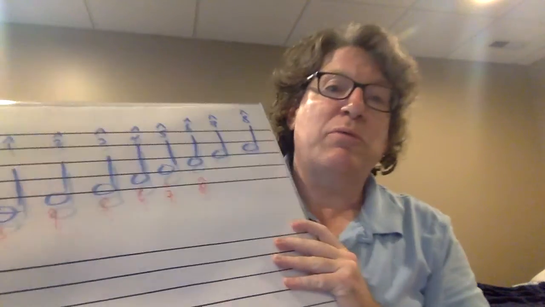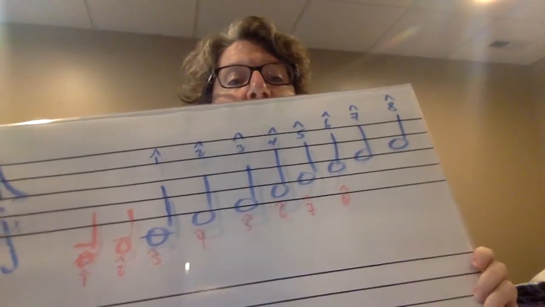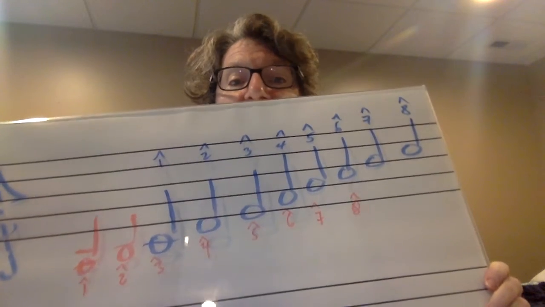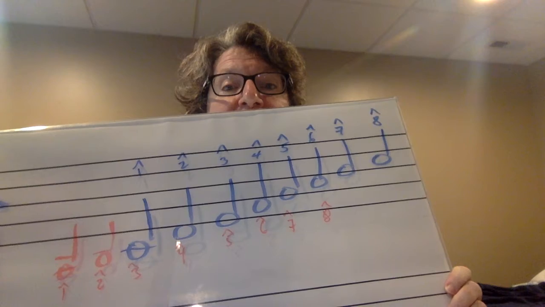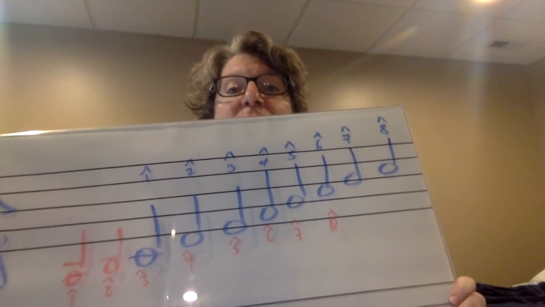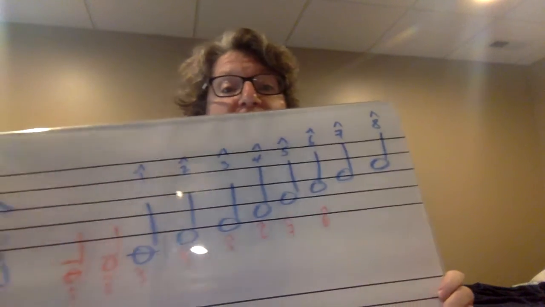So now we have in red the new scale. All I did is I started it 2 notes lower. So you've got A, B, C, D, E, F, G, A. That's what we call the natural minor. It's natural because we changed nothing.